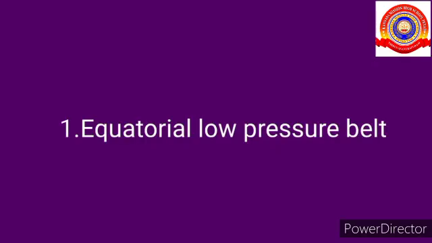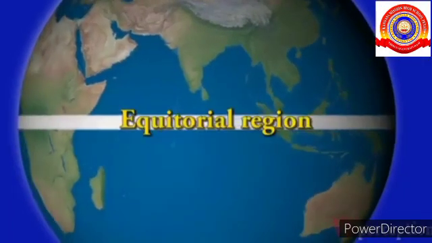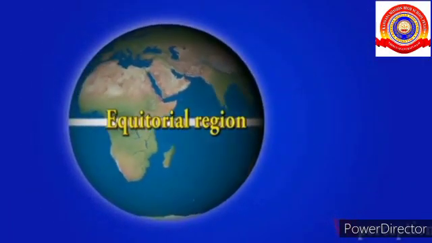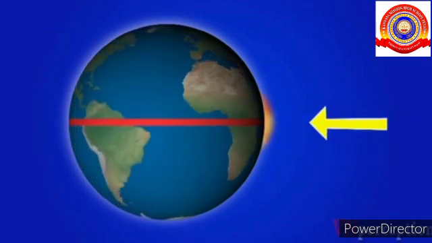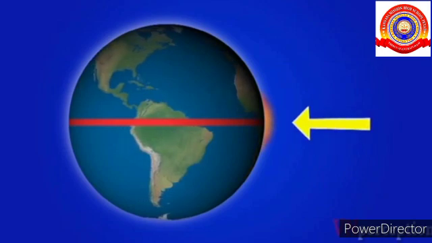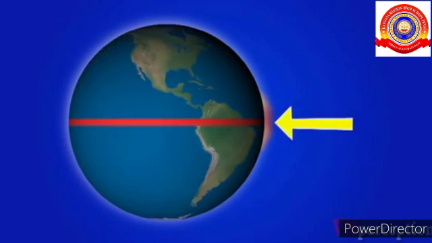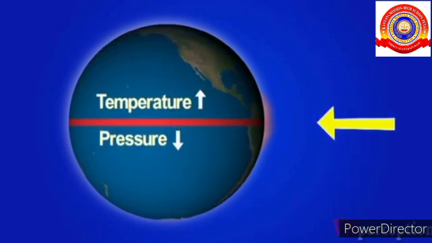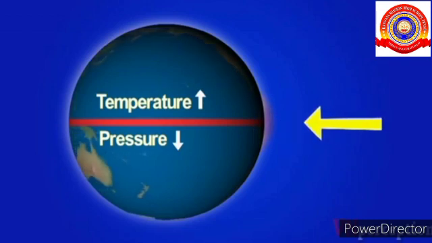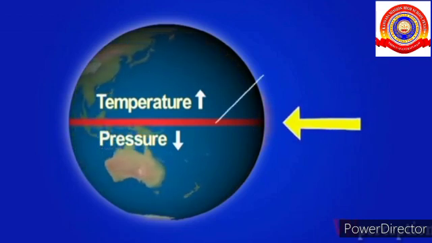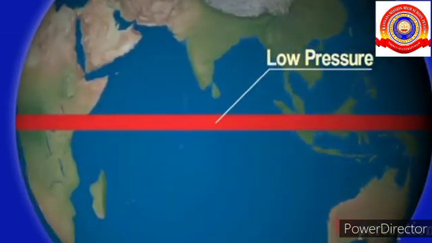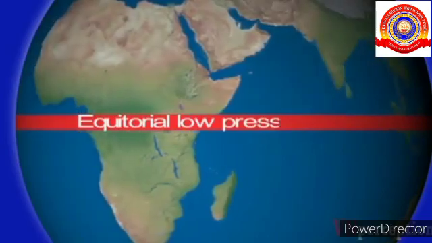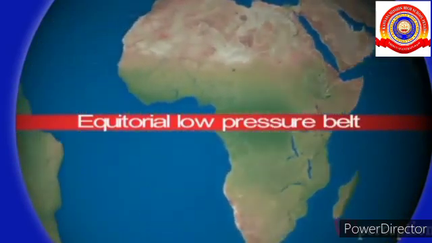First one, equatorial low pressure belt. This is the zone where the sun's rays fall vertically throughout the year. Hence, the temperature will be high in this zone all through the year. The air expands due to the sun's heat and rises up on a massive scale. This is the reason for the low pressure experienced throughout this zone.